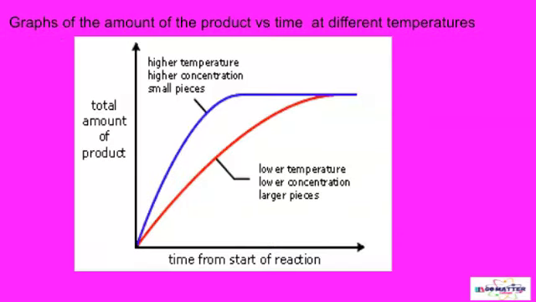Graph of the amount of the product against time at different temperatures. The higher the temperature, the higher the reaction rate. Hence, in the same instant of time, the amount of the product is greater with the higher temperature and the steeper slope, and it runs to completion earlier. Note that this summarizes the three factors.